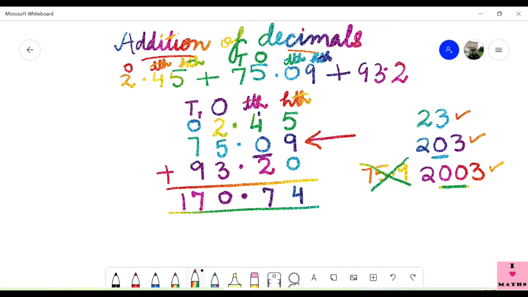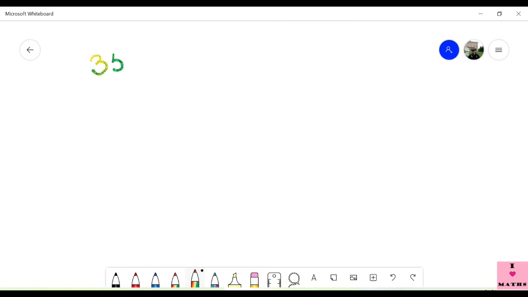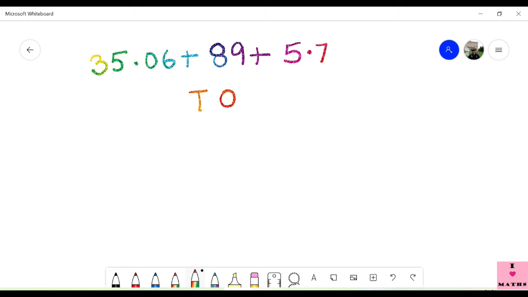This must come at the 10th place because in the question also, it is there at the 10th place. Let us take one more example. 35.06 plus 89 plus 5.7. Now we will write down the places, ones, tens, tenth and hundredth.